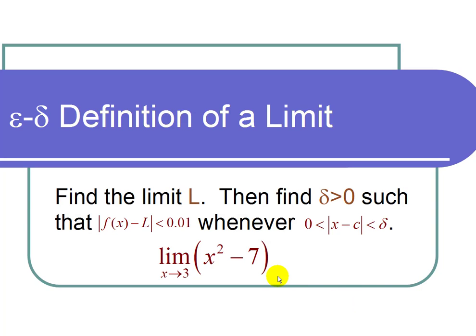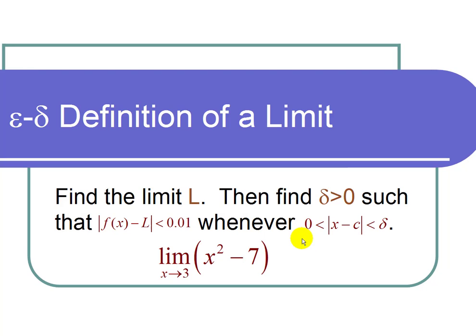This is a video on finding delta when we're given epsilon for the epsilon delta definition of a limit. The question states, find the limit L, then find delta greater than 0 such that the absolute value of f of x minus L is less than 0.01 whenever 0 is less than the absolute value of x minus c is less than delta.